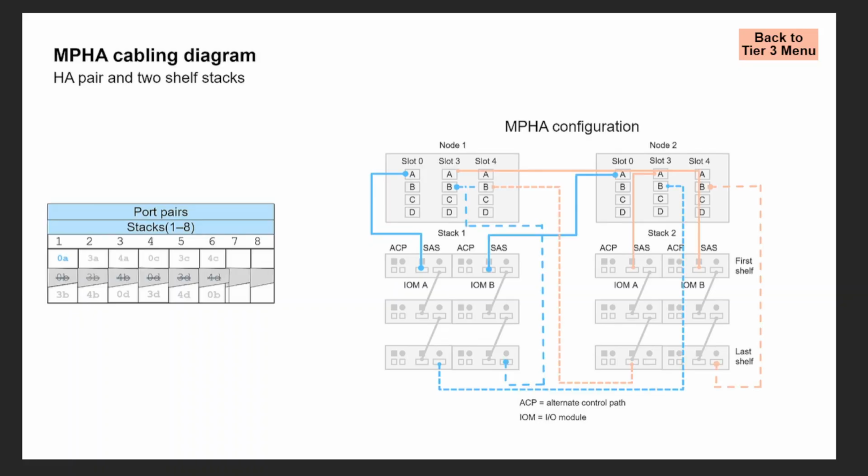Each storage controller uses the 0A port to create the primary paths to the first shelf in Stack 1. Each controller uses port 3B to create the return path from the last shelf in Stack 1. On Shelf Stack 2, each storage controller uses port 3A to create the primary path to the first shelf in the stack. Node 2 owns the drives in Stack 2, so connect Node 2 to the A I/O shelf module and Node 1 to the B I/O shelf module. Finally, create the return paths by connecting port 4B to the last shelf in Stack 2.